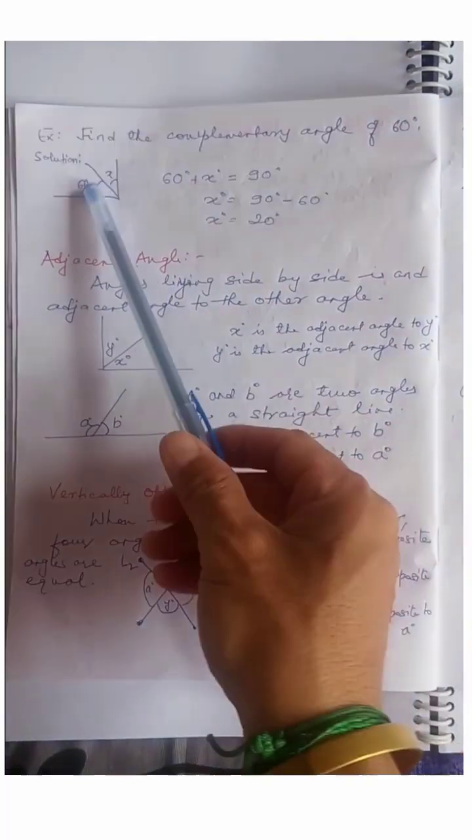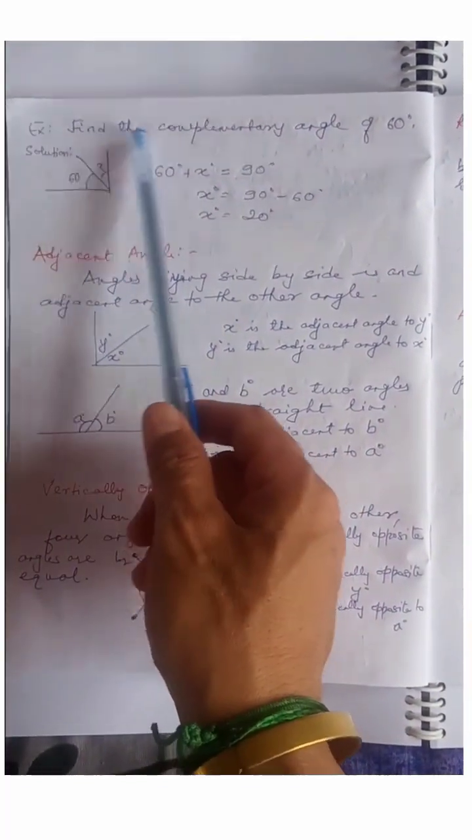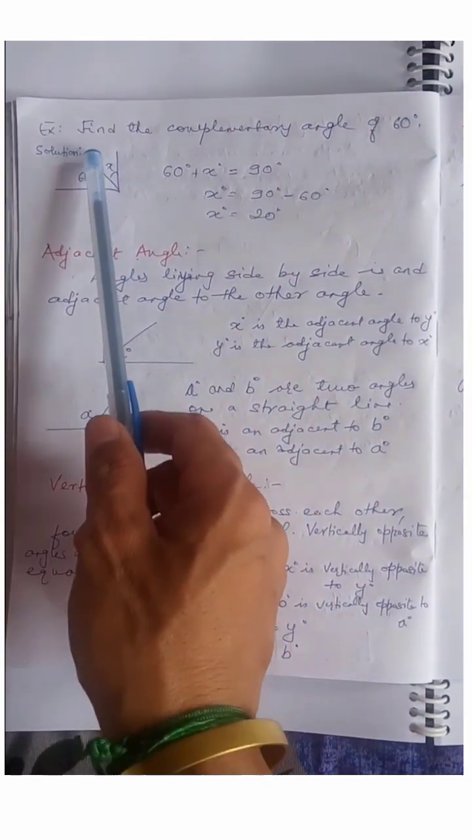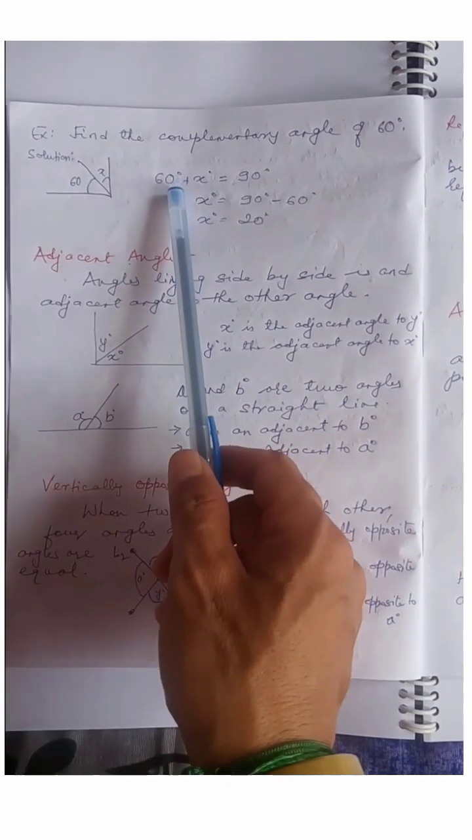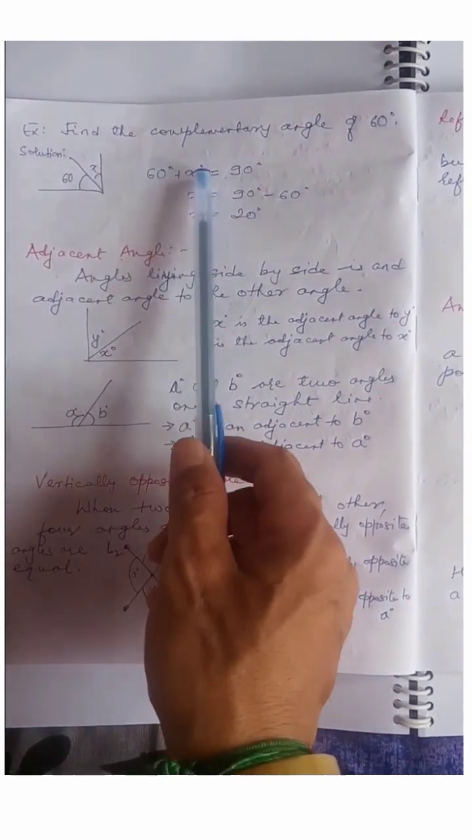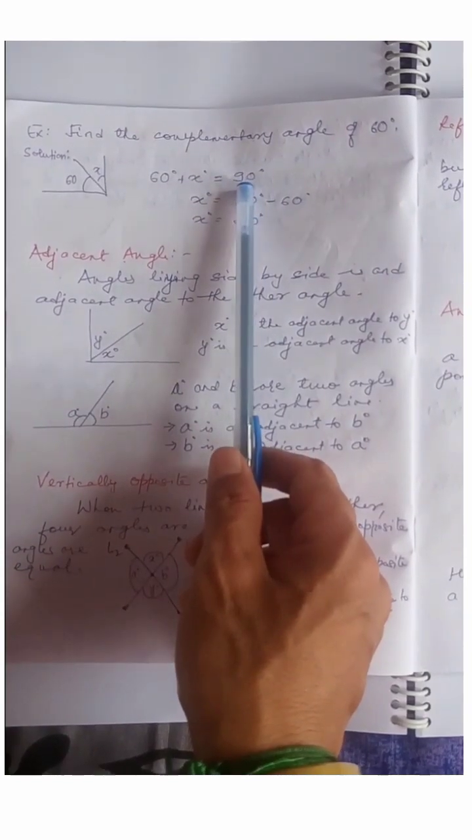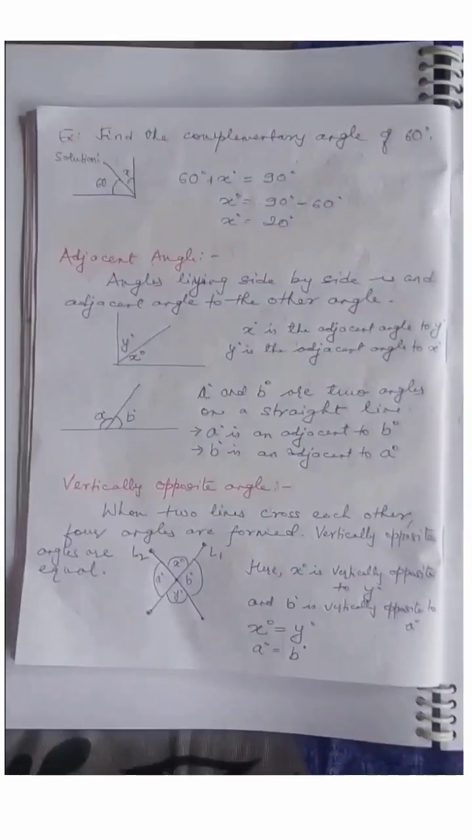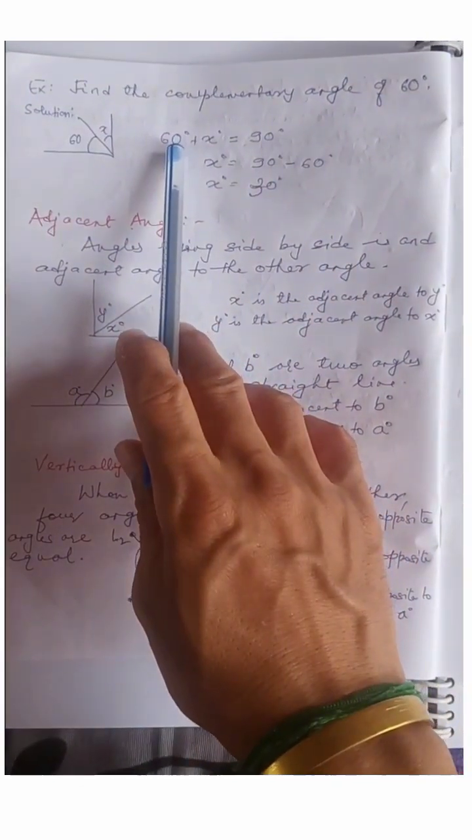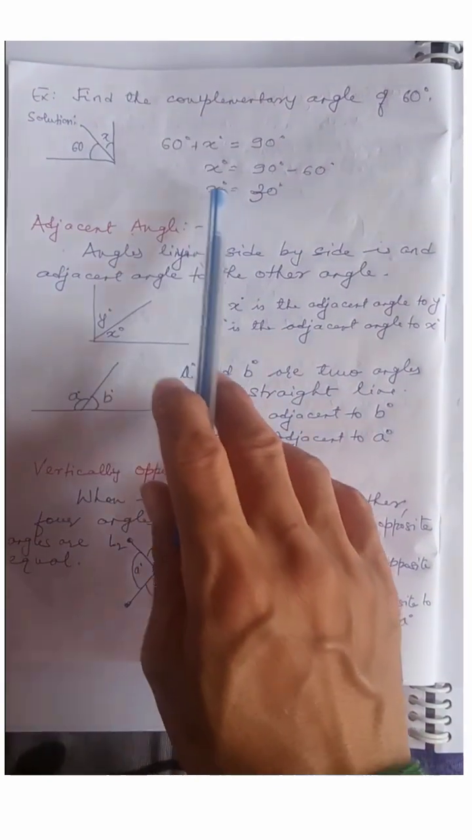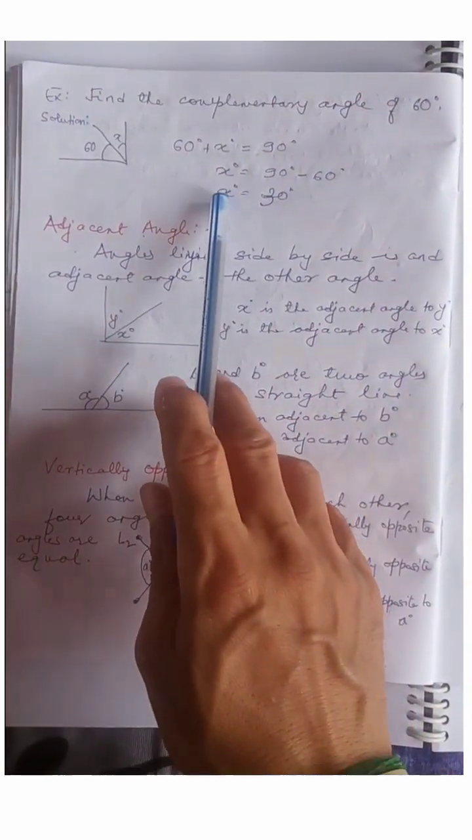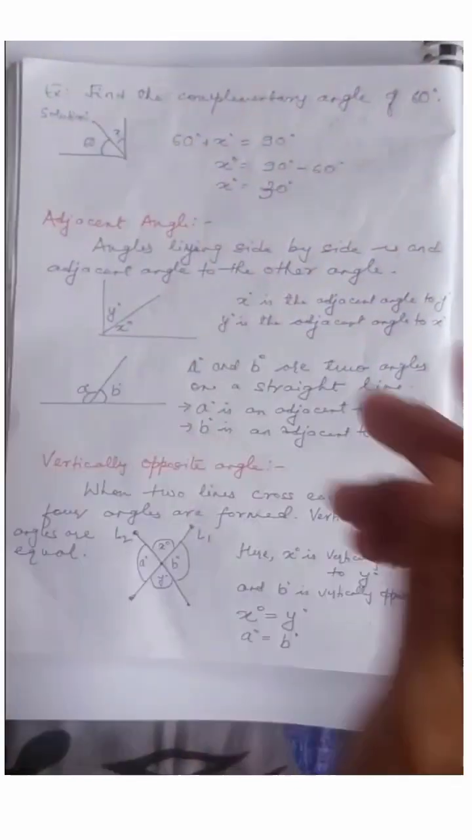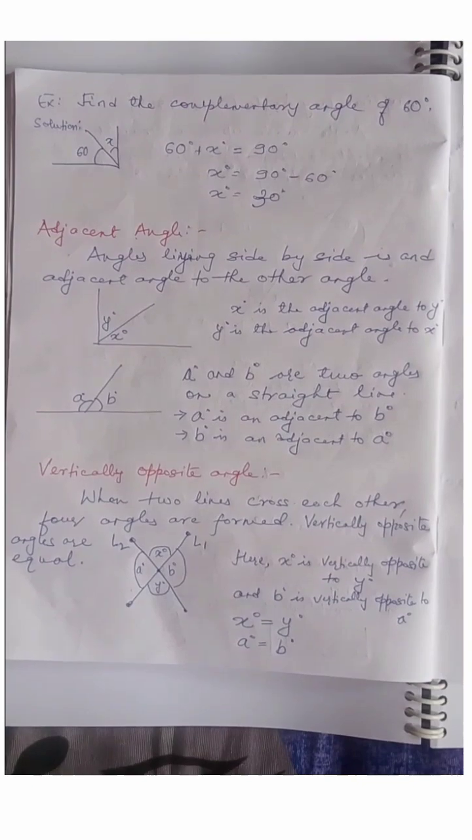Let us consider one example of a complementary angle. Find the complementary angle of 60 degree. So this is a figure, 60 degree and another angle is x degree. When we add these two angles, 60 degree plus x degree, obviously 90 degree will be the sum. So x degree is 30 degree, because the sum of these two will be 90 degree as per the definition of the complementary angle.